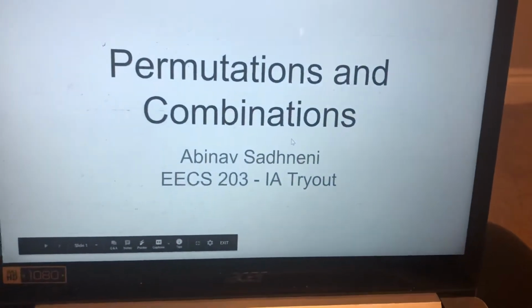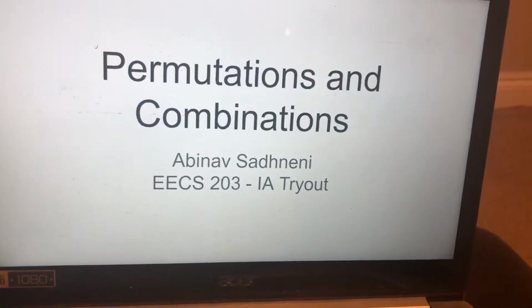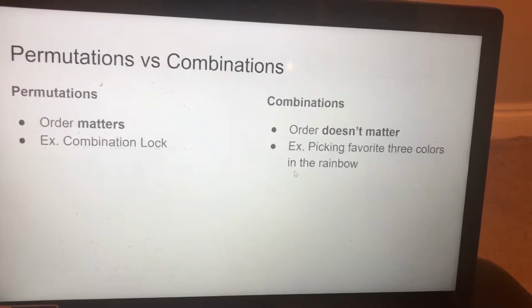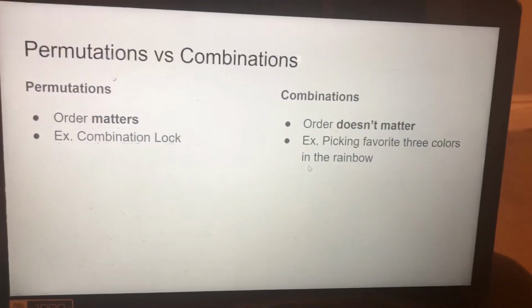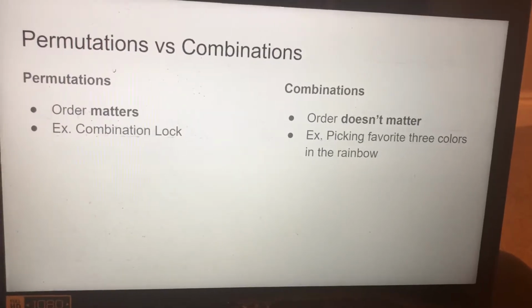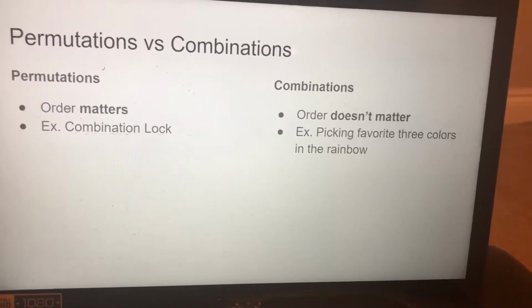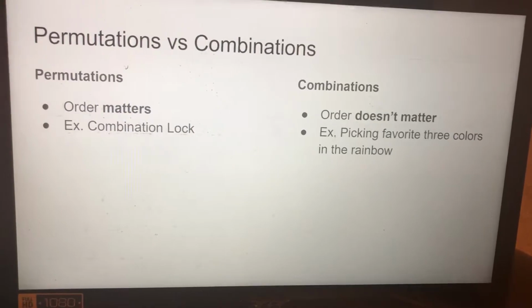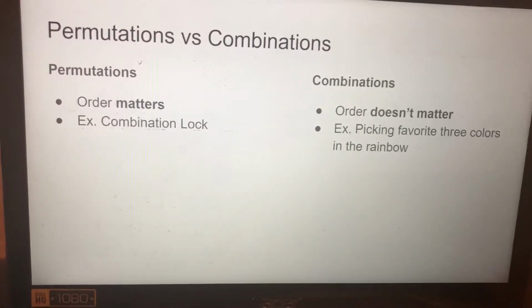Today we will be talking about permutations and combinations in EECS 203. To start off, permutations and combinations are two different ways of picking objects out of a set, where in a permutation the order of the things picked matters, and in a combination the order of the things picked does not matter.